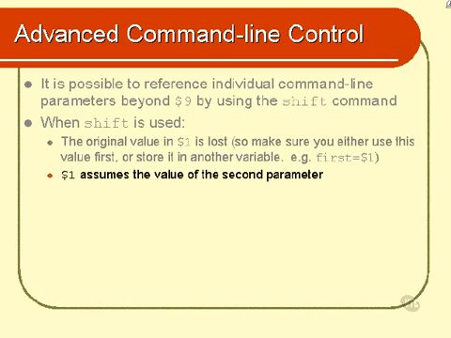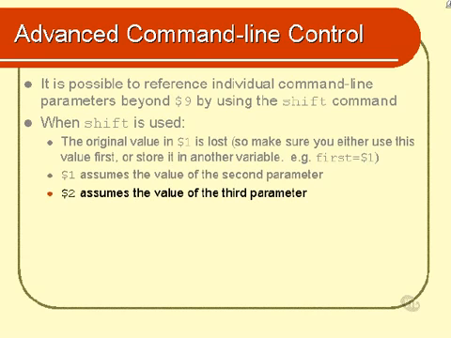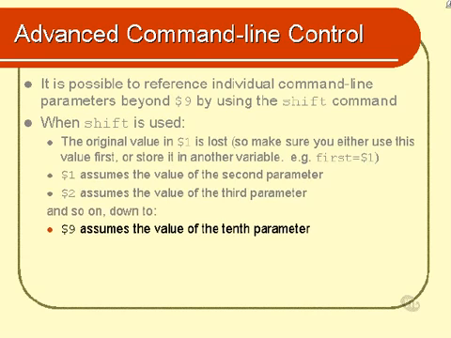Now that's not the only thing that happens. $1 is then set to the value of the second parameter. So in other words, instead of $1 pointing to the first parameter, $1 now points to the second parameter, $2 points to the third parameter, and so on down to $9, which points to the 10th parameter. So you can see they've all been shifted along by 1, which is of course why the command is called shift. Let's have a look at that in action.